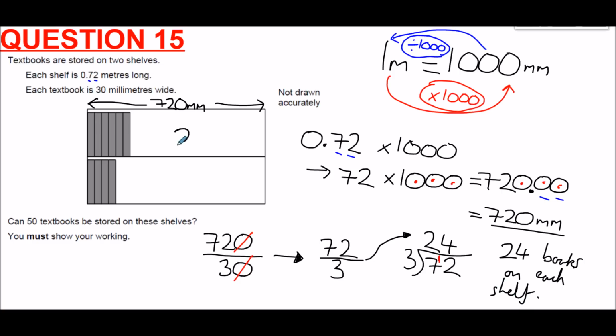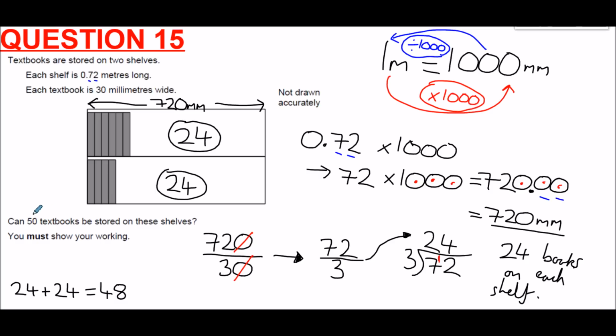So 24 on the top and 24 on the bottom. So the total number of books we can fit in this bookcase altogether is 24 on the top plus an extra 24 on the bottom, which comes to a total of 48 books.